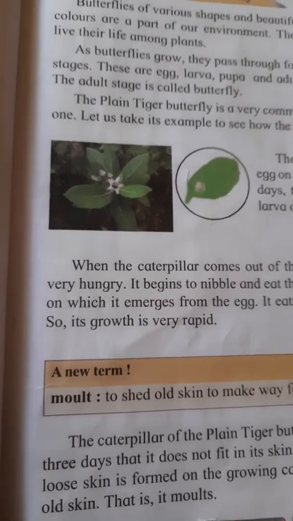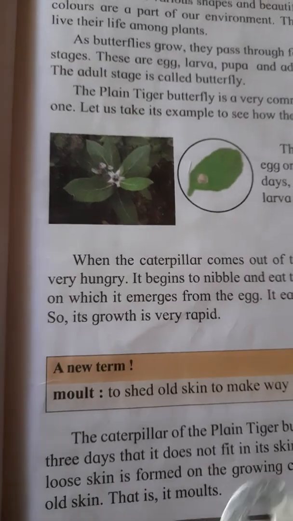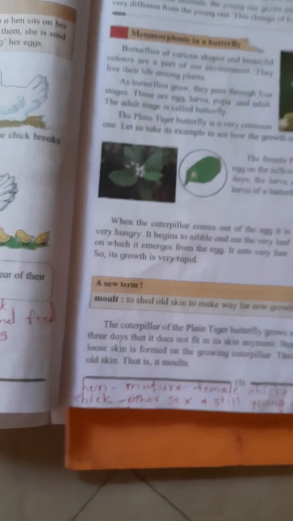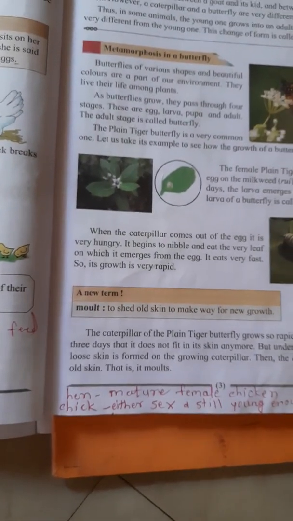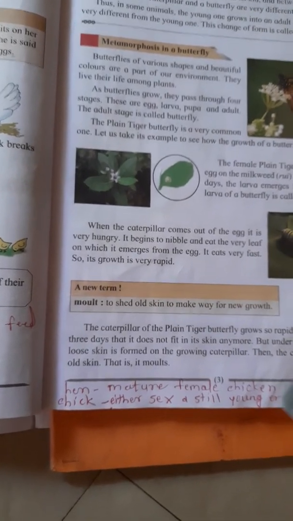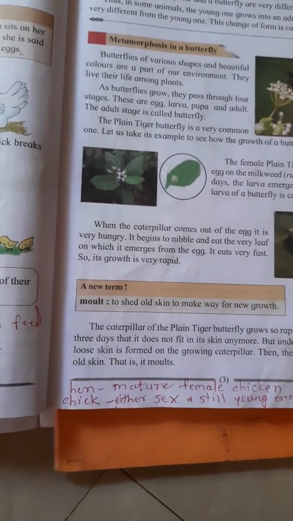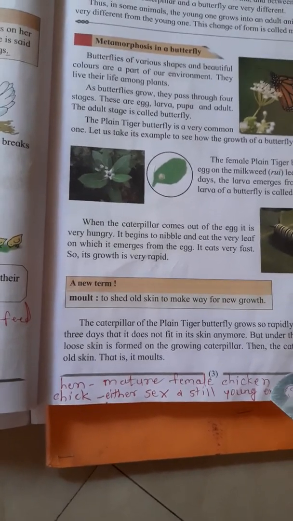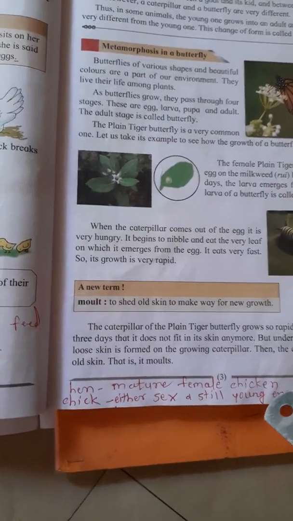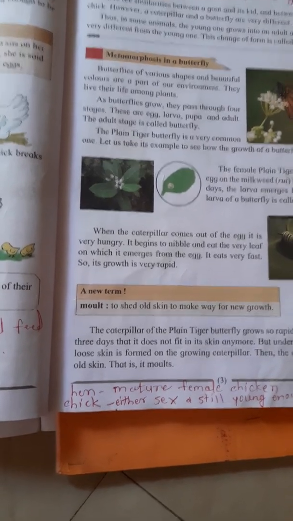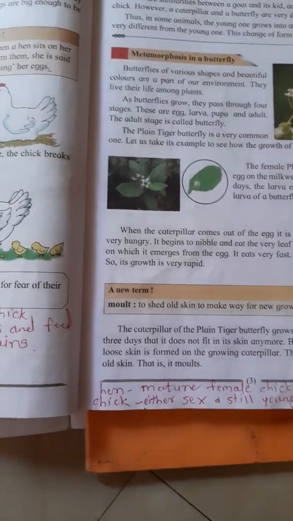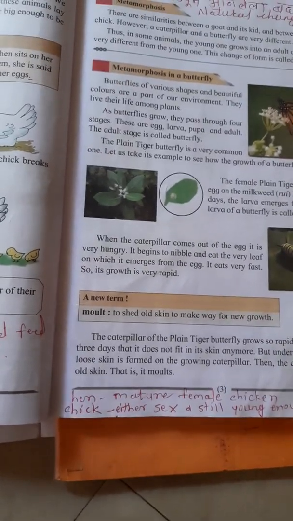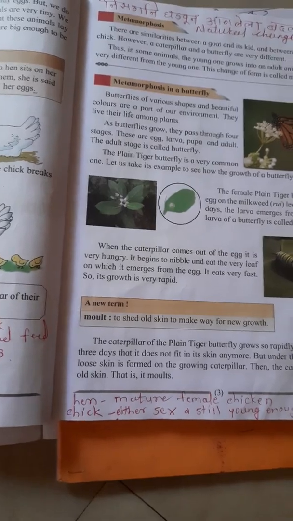What is meant by molts? When the caterpillar of the plain tiger butterfly grows so rapidly in 2 or 3 days, it does not fit in its skin anymore, because, as I told you at first, it eats very fast and its growth is very rapid. Due to that, it does not fit in its skin anymore. But under the old skin, a new loose skin is formed on the growing caterpillar. Then the caterpillar sheds the old skin, that is, it molts.